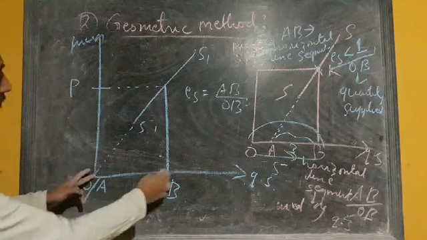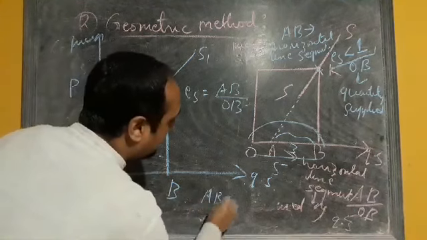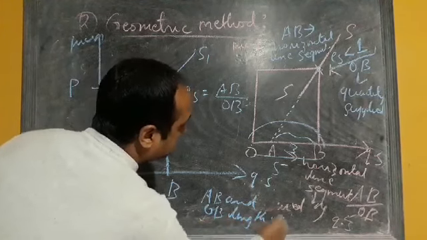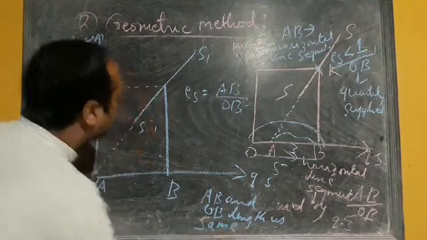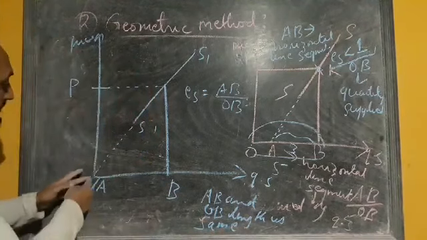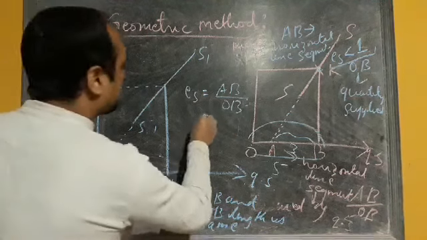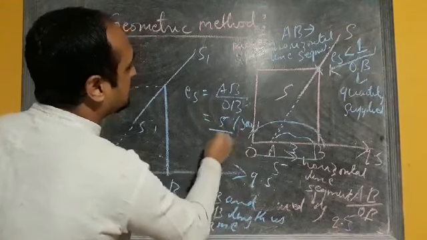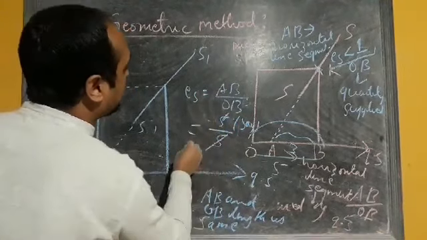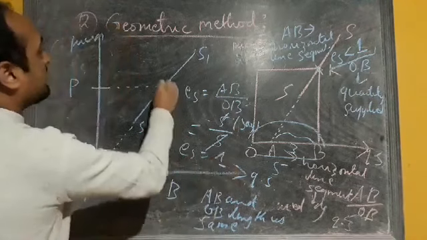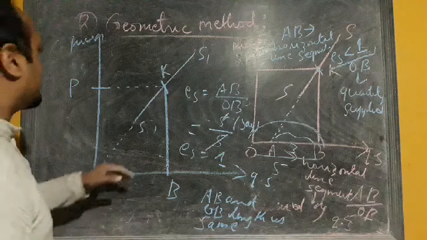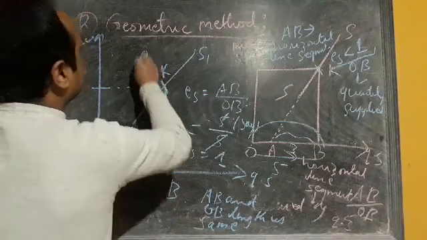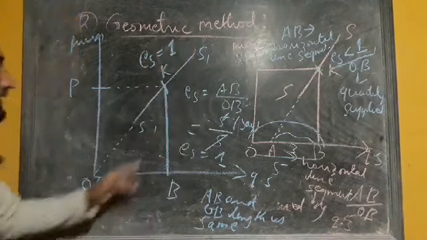Now the lengths of AB and OB are the same. When the supply curve passes through the origin, the AB and OB lines will be the same. So if AB is also 5, for example, and OB is also 5, if we cancel this, we will get ES equal to 1. So if the supply curve is passing through the origin, elasticity of supply ES will be equal to 1 at point K.